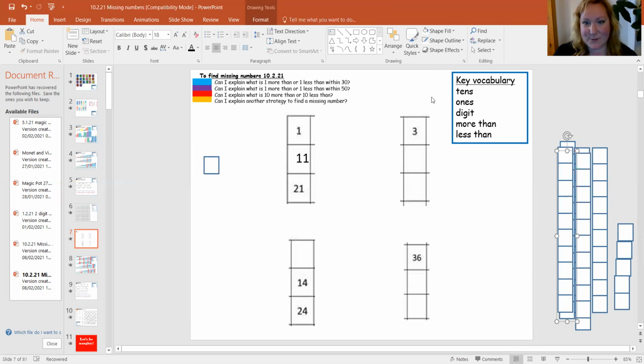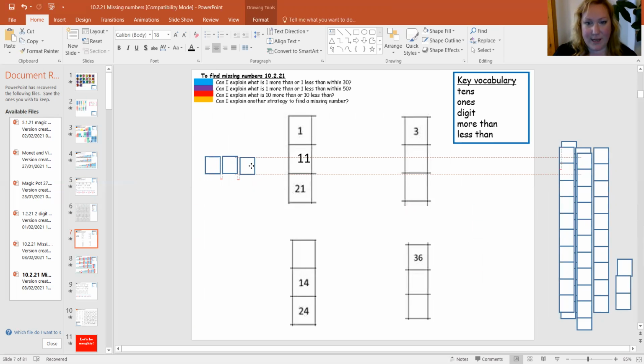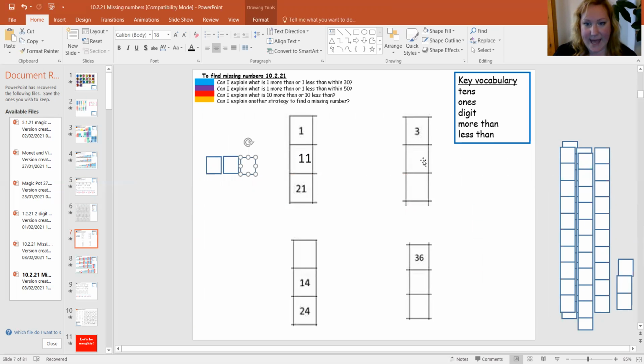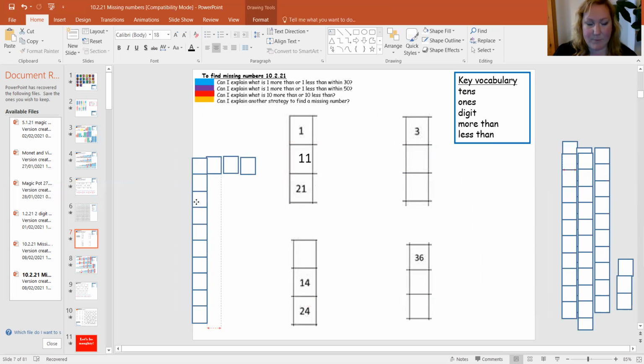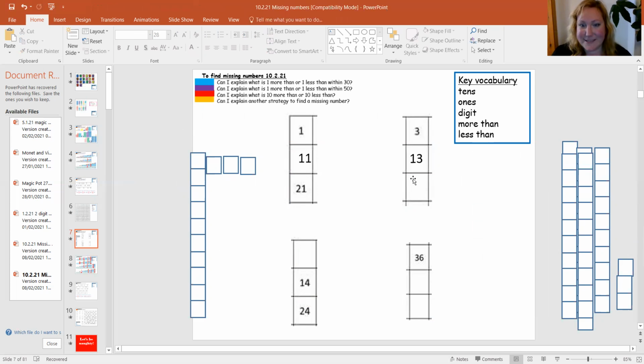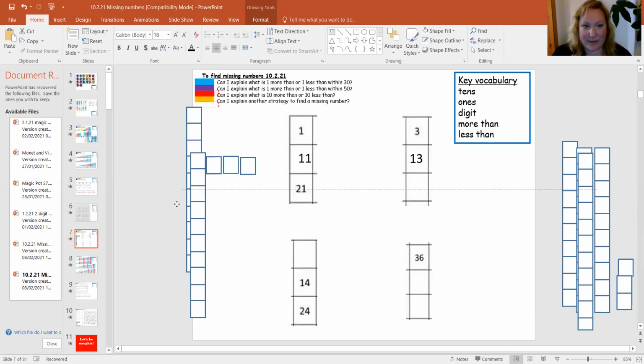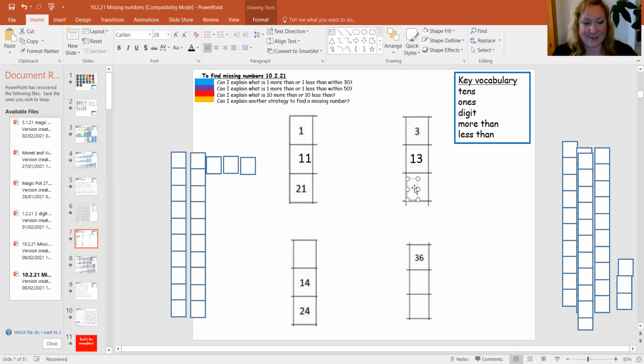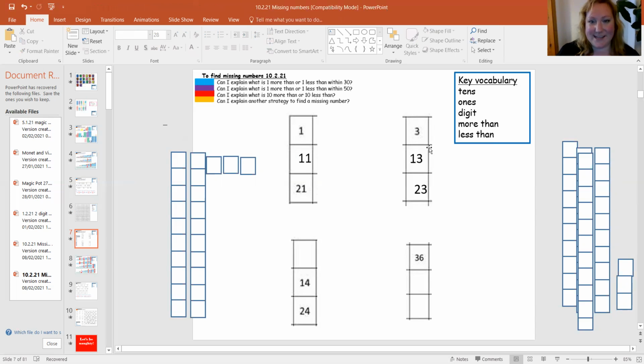Let's try the next one. Here we go. I've got a 3 to start with. 1, 2, 3. And I need to add 10 more this time. 10 more than 3 is 10, 11, 12, 13. 1 10 and 3 ones. There's another missing box. 10 more again. 10, 23. 23 is 10 more than 13.